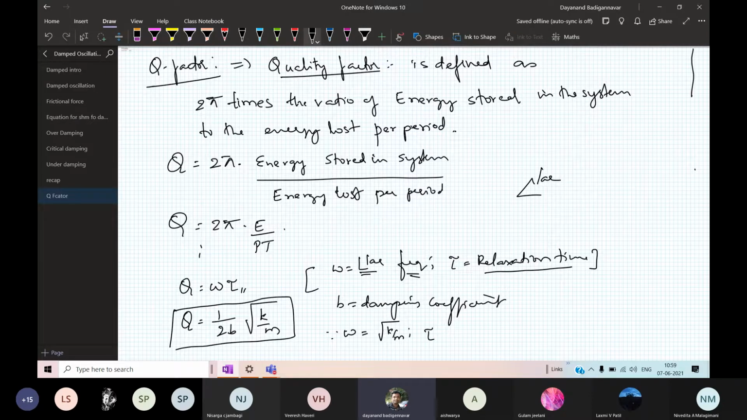There is a derivation for this, but there is no need to go to that level. You should only know it, so that we can calculate the Q factor value. If you know it, that is enough.